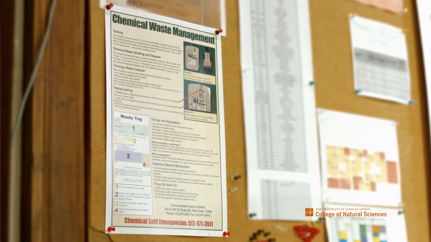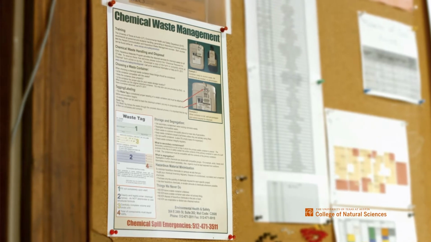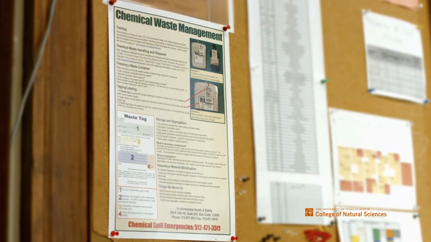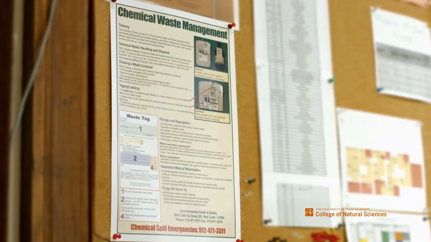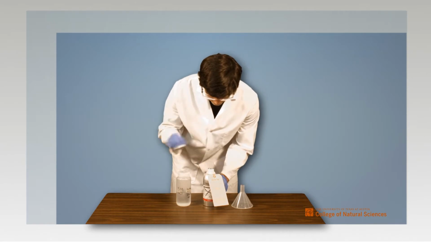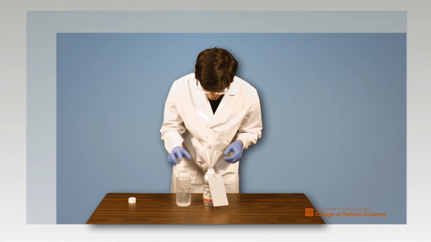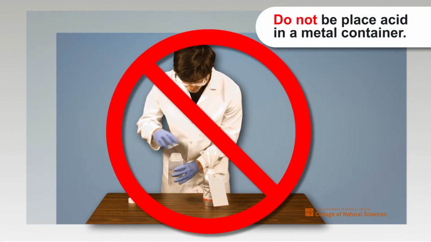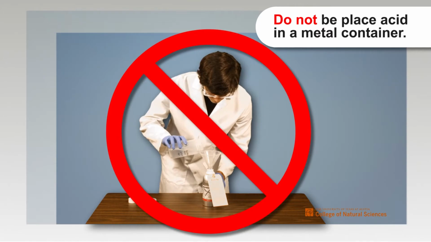Step-by-step procedures for waste disposal can be found on chemical waste management posters. These posters are usually hung near the entrances of labs that generate chemical waste. Remember to use containers that are compatible with the chemicals you are collecting. For example, acid cannot be placed in a metal container as it will dissolve the container itself.